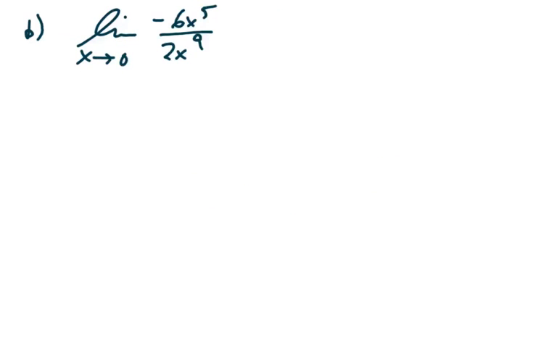Part B said the limit as x approaches 0 of negative 6x to the 5th divided by x to the 9th. Well, this, again, when we plug in, we get 0 over 0, so we need to factor. Now, not everybody thinks automatically of GCF as you're factoring, but really you have a common term in both the numerator and denominator of x values.